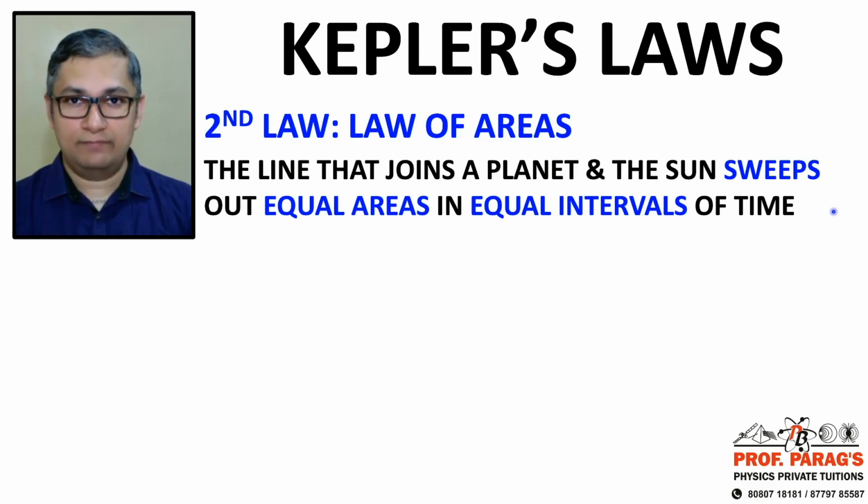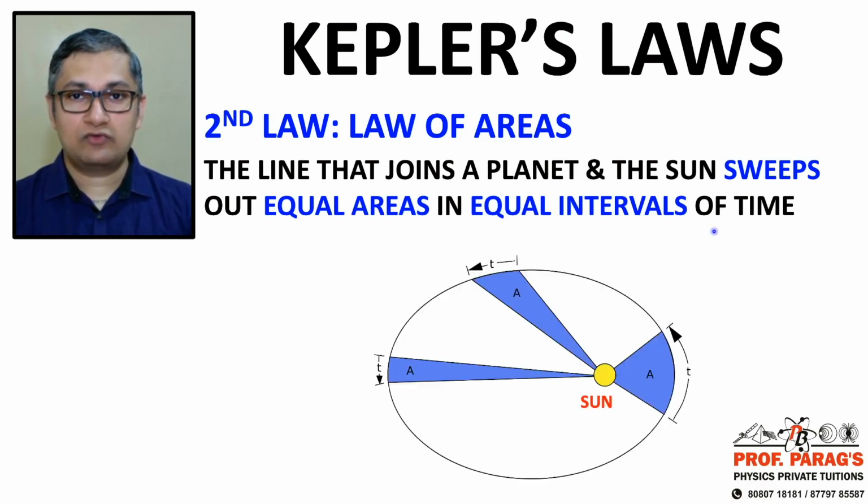So what does this mean? See the diagram. We have the sun at any one of the focus. So say the sun is here, and we have a planet which is going in an elliptical orbit. Now suppose the planet is here at this point. Now the planet goes, let's say in the anti-clockwise direction, towards this side.